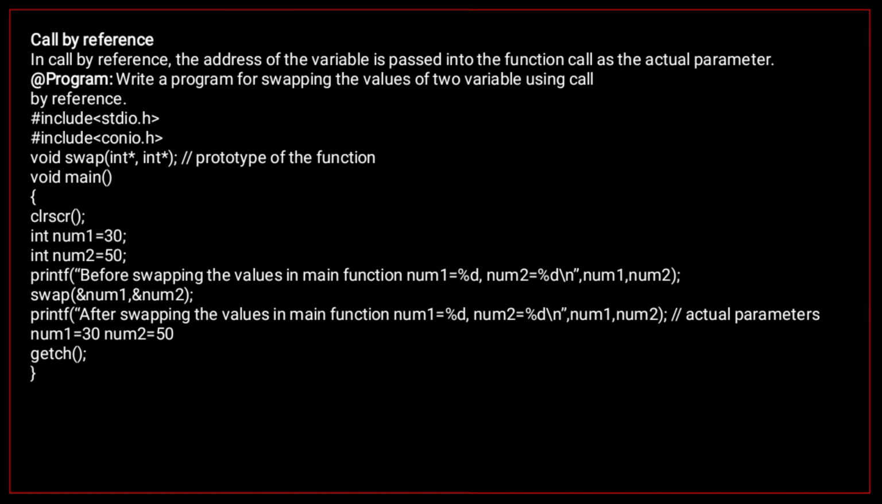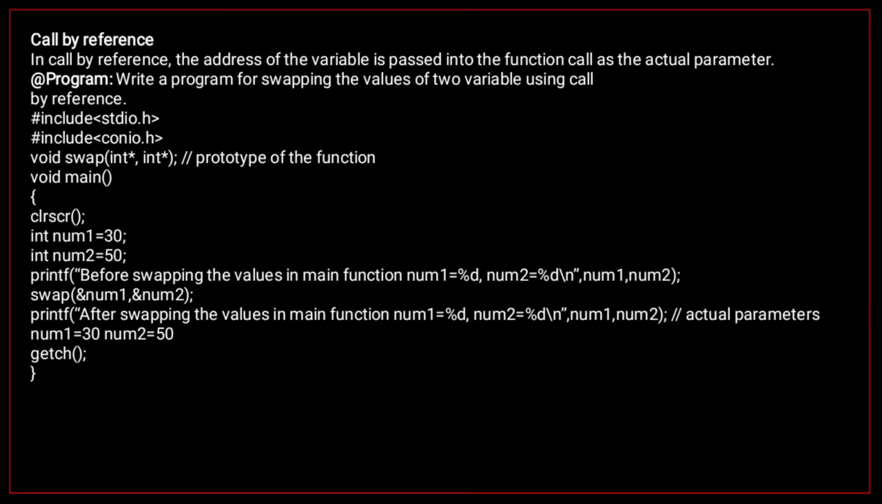So we consider one example of call by reference. First you have to include two header files, stdio.h and conio.h. Then we have to write the function void swap(int *, int *); We use the main function, void main. Then we define two variables, num1 and num2. In the first variable you have to initialize the value 30. In the second variable you have to initialize the value 50.